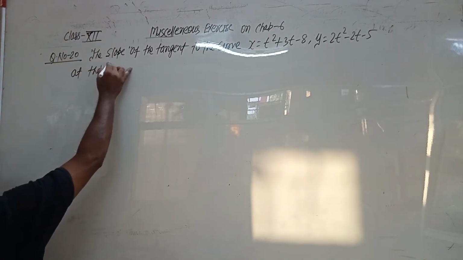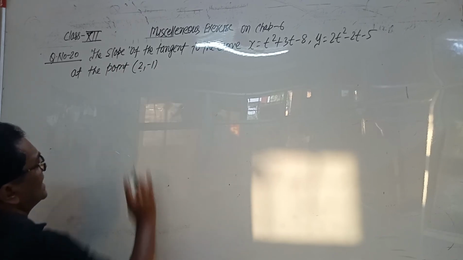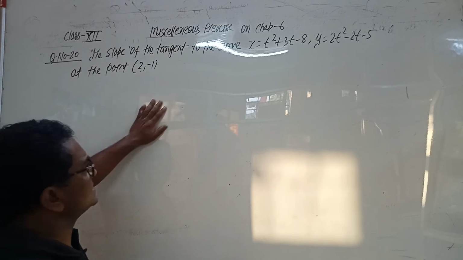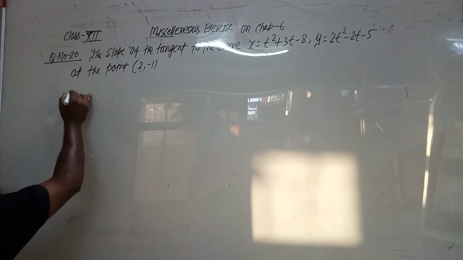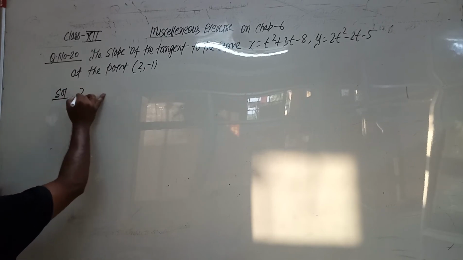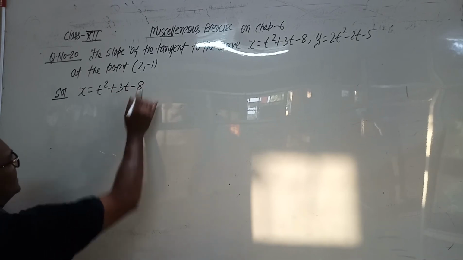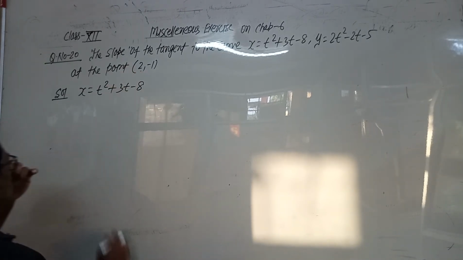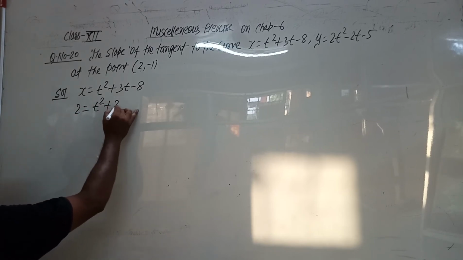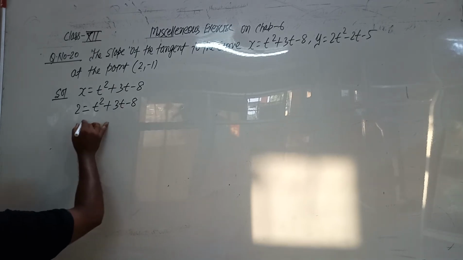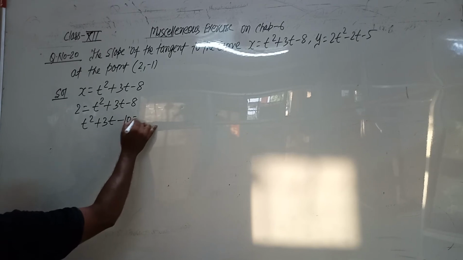At the point 2 comma minus 1. So 2 is the value of x and minus 1 is the value of y. Firstly we will find the parameter t. We have x equals t square plus 3t minus 8 and the value of x is given as 2. So put x as 2: 2 equals t square plus 3t minus 8, and t square plus 3t minus 10 equals 0.